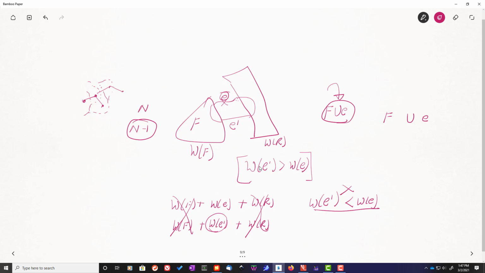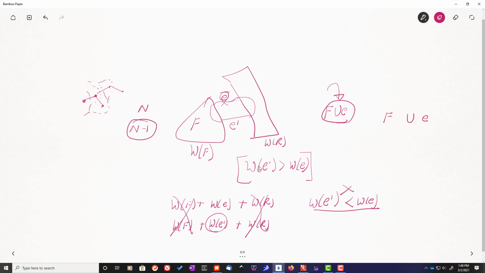And the proof is by induction. Given the fact that at every step, we start from an MST for that fragment, and adding a new edge still maintains the MST property, we can prove that when we reach the end, which is when we cover all the n vertices with n minus 1 edges, the tree continues to remain an MST.